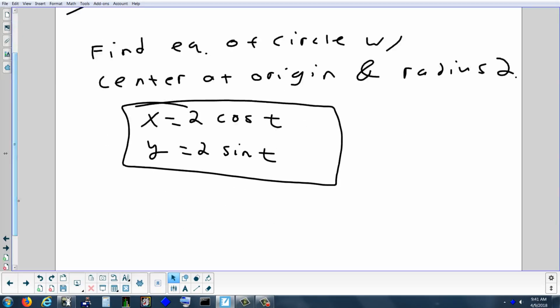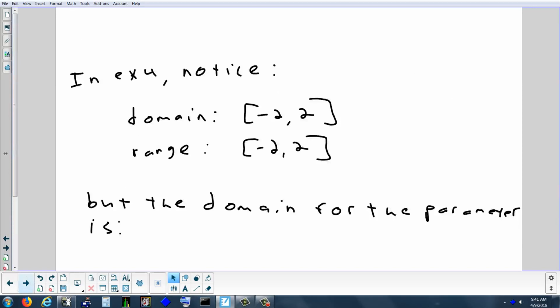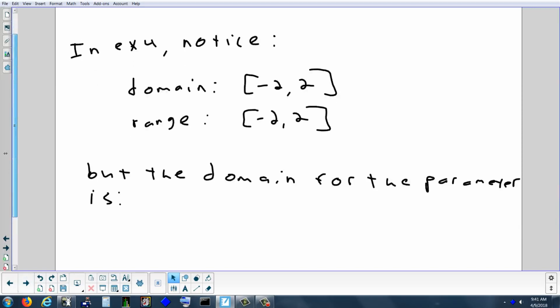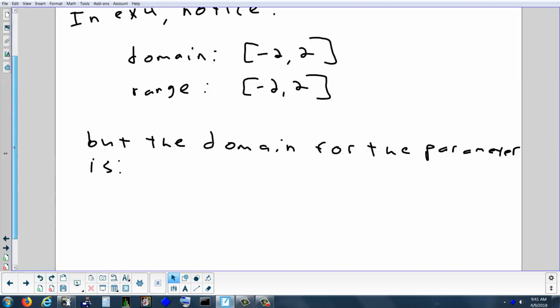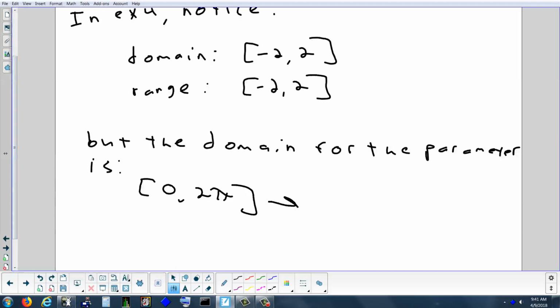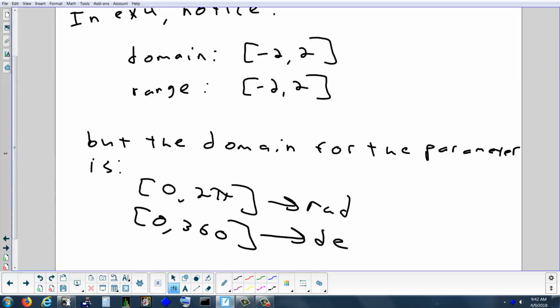Any questions on that one? So that's a circle. Notice in the example we have here, the domain is -2 to 2. The range is -2 to 2. But the domain for the parameter was 0 to 2 pi. That's a totally separate domain you have to keep track of. Or 0 to 360, depending on which mode you use.